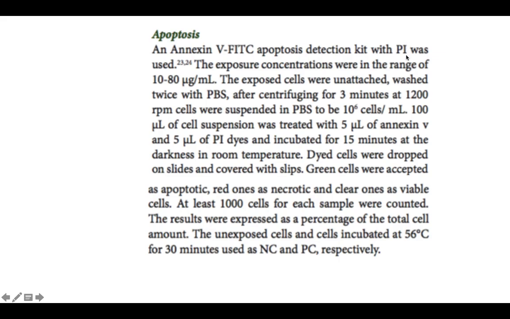And then, passive voice and past tense. The exposure concentration was blah blah blah. The unattached cells were washed, and then there is specific information on how long they performed that experiment, the speed, and how many cells. The specific information should be written here. And the last, green cells were accepted as apoptotic, red ones as necrotic, and clear ones as viable cells.